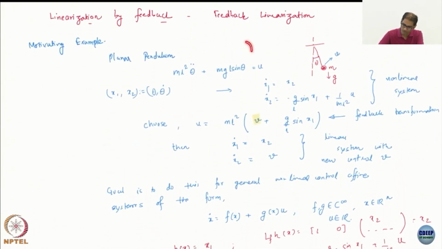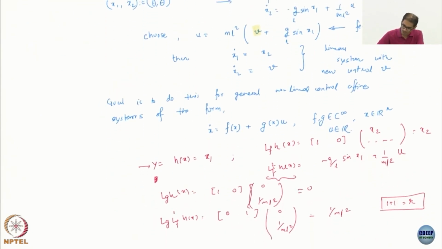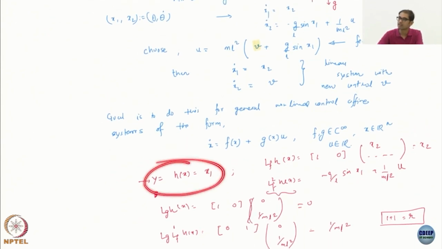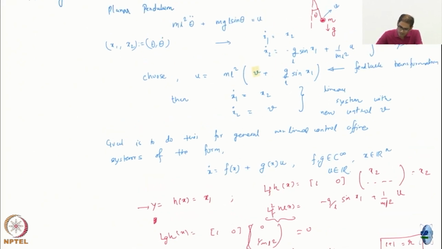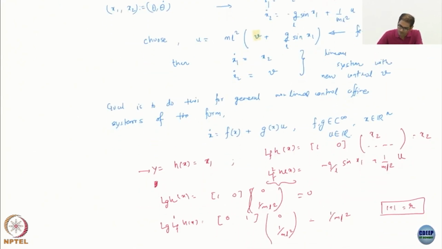That is why I have taken this example. If you see this pendulum example, suppose I take my y equal to h(x) as the first state x1. What is L_f h, by the way? First I take the partial with respect to x, so it is 1 comma 0, the row vector. Then I multiply it by f. What is f?